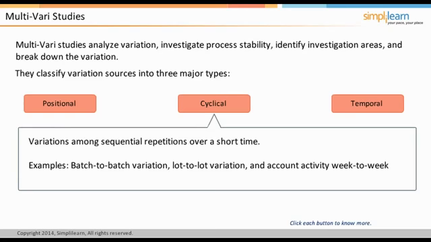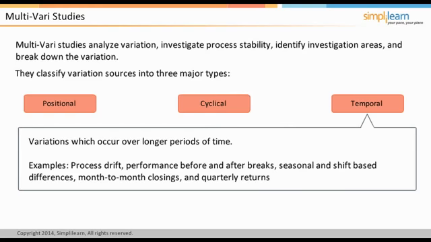Cyclical variation occurs when measurement differs from piece to piece or product to product, but over a short period of time. Time is important because certain measurements may change if a product, such as a hot metal sheet, is measured after a long interval. If the measurement at the same location in a piece varies with different pieces, it is an example of cyclical variation. Other examples of cyclical variations are batch-to-batch variation, lot-to-lot variation, and account activity week to week.